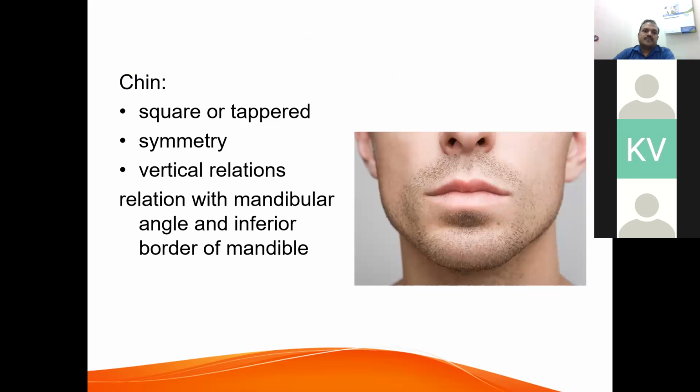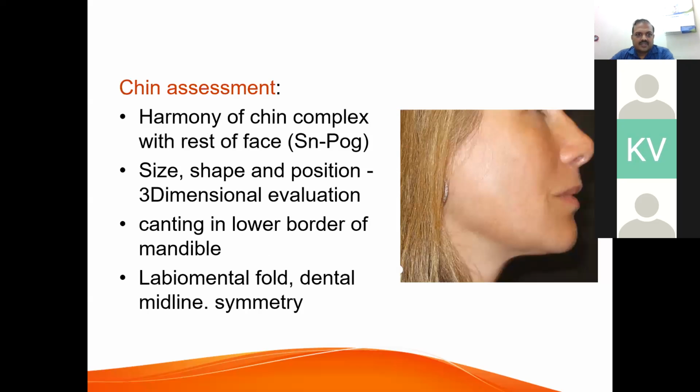Assessment of the chin. The chin has to be assessed three-dimensionally. It can be a squarish or tapered chin. We assess the symmetry of the chin, the relationship of the chin to the vertical structures above, and the relation with the mandibular angle and the rest of the lower border of the mandible.